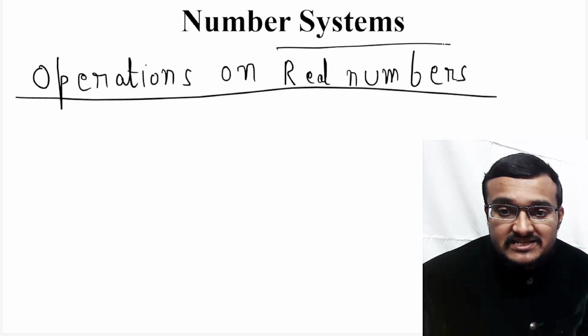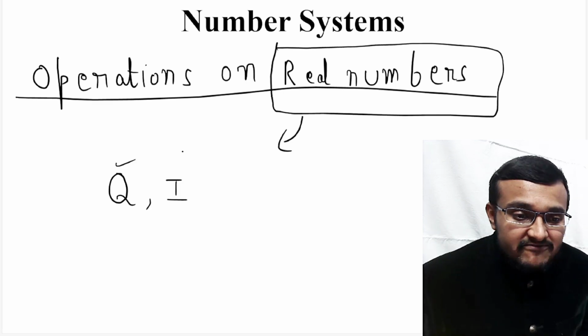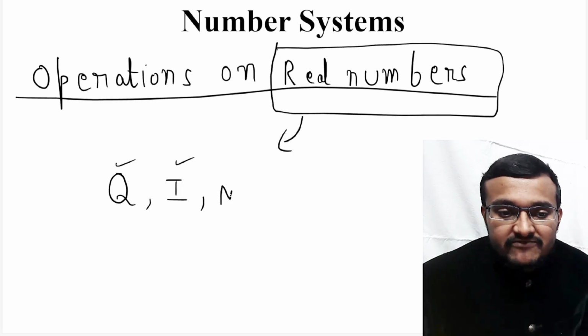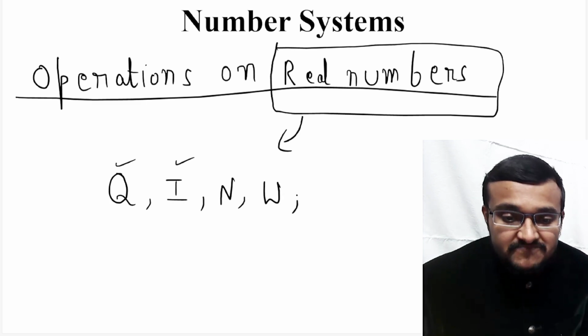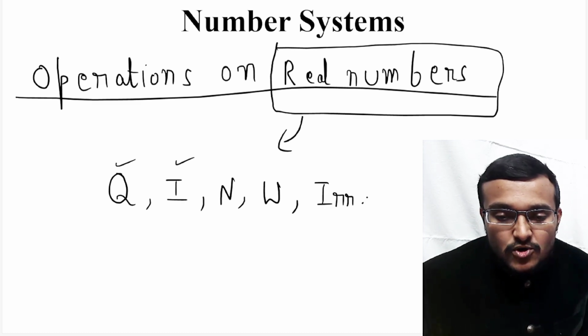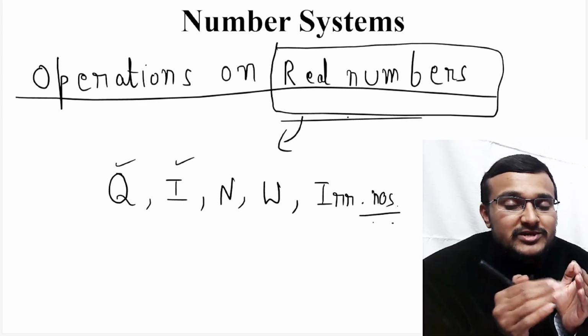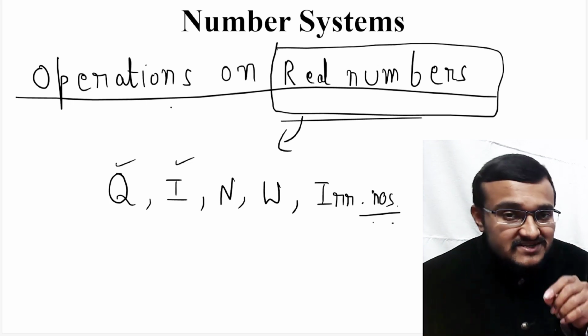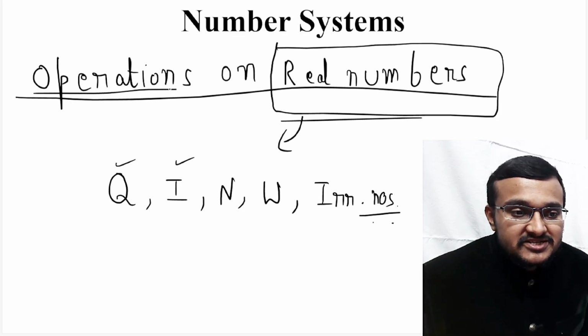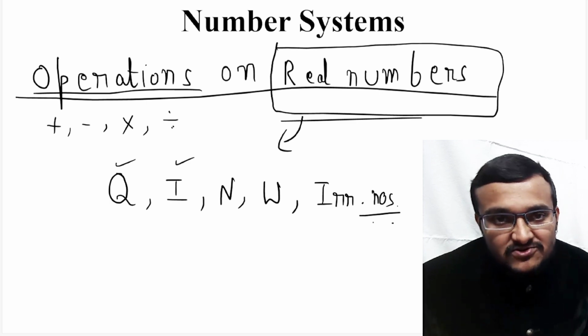In my previous videos, I have explained what you mean by real numbers. Real numbers have rational numbers, integers, natural numbers, and whole numbers. Along with this, you will also have irrational numbers. All these numbers are clubbed together to be known as real numbers. And in this real number system, we look at how operations work out, that is plus, minus, multiplication and division, with respect to real numbers.